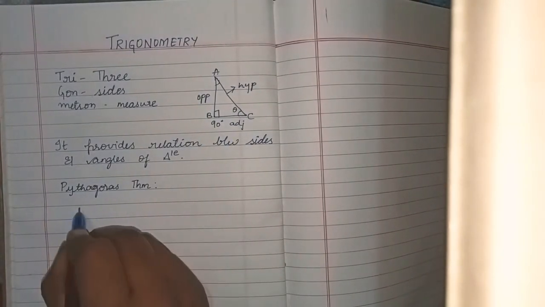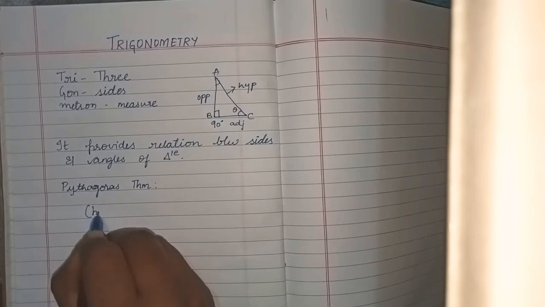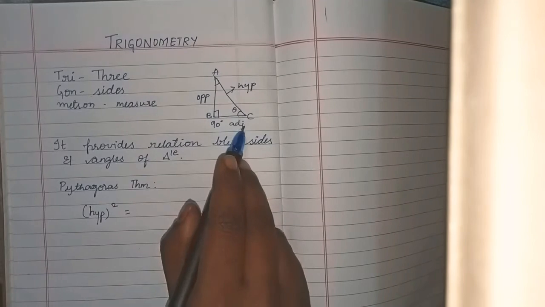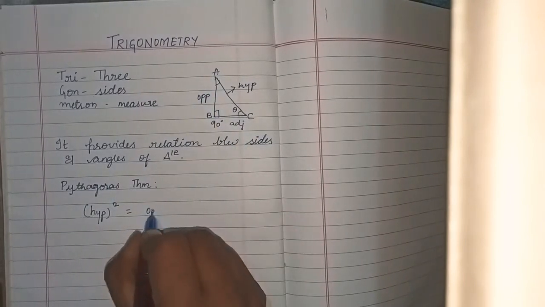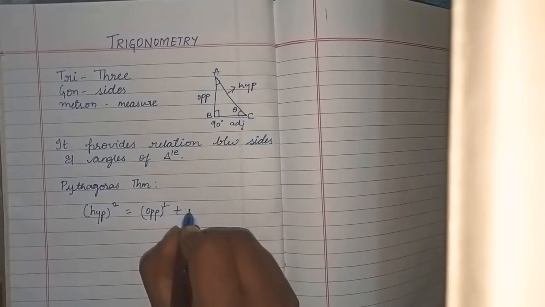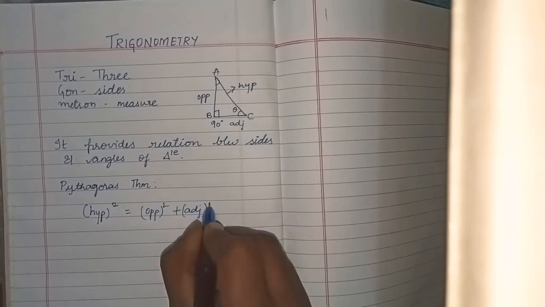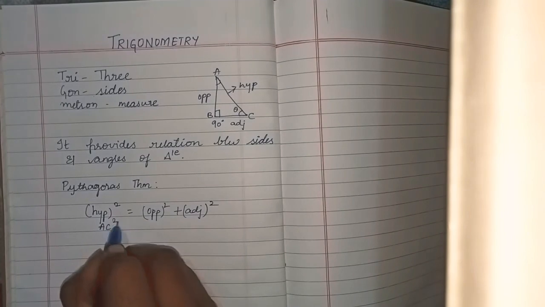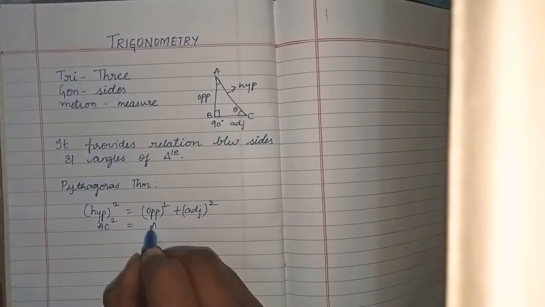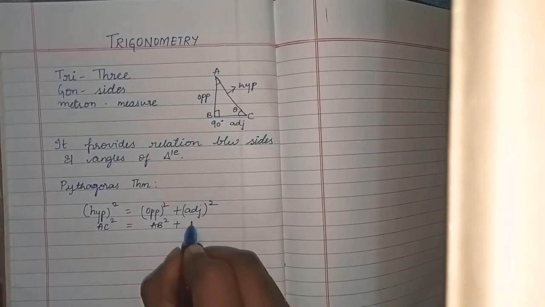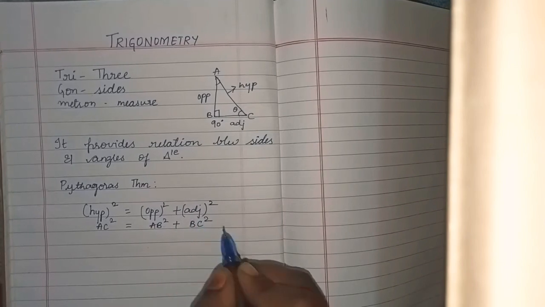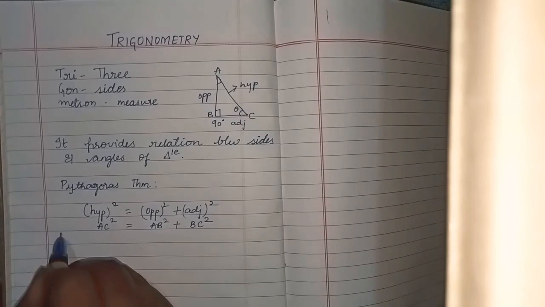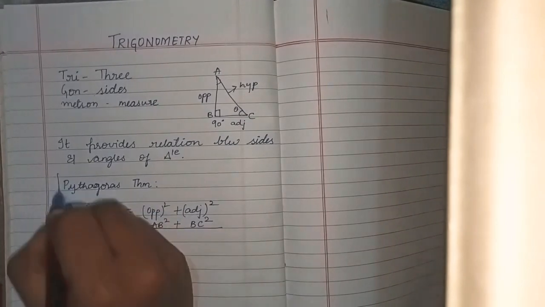Okay, what does the Pythagoras theorem state? Hypotenuse square is equal to side square plus side square. It means opposite square plus adjacent square. Let me name it. So AC square is the same as AB square plus BC square. This is nothing but Pythagoras theorem, which is very important to solve the problems.